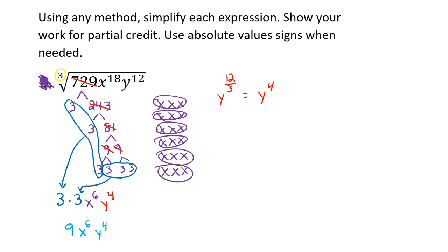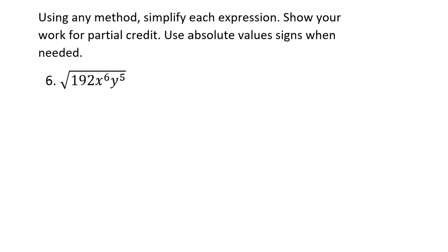It does say use absolute value signs when needed. Since the index was odd, I don't have to worry about absolute value signs. So there's my answer. All right, so for this one, once again, I'm going to kind of cross out this question 6 so you don't see that number.